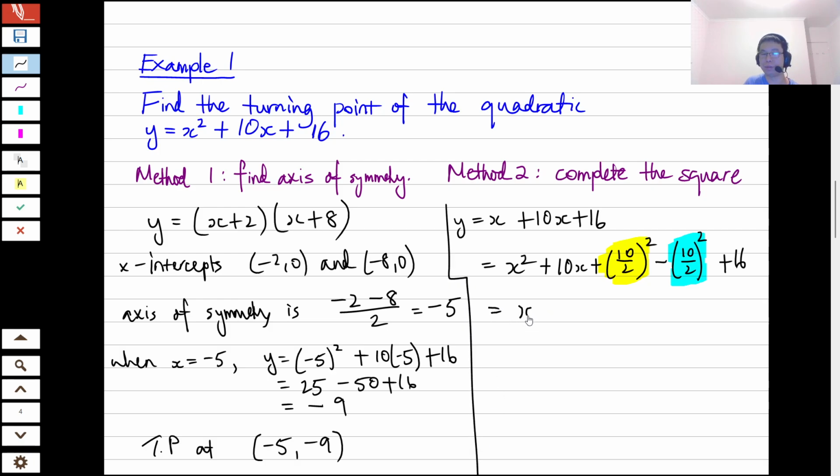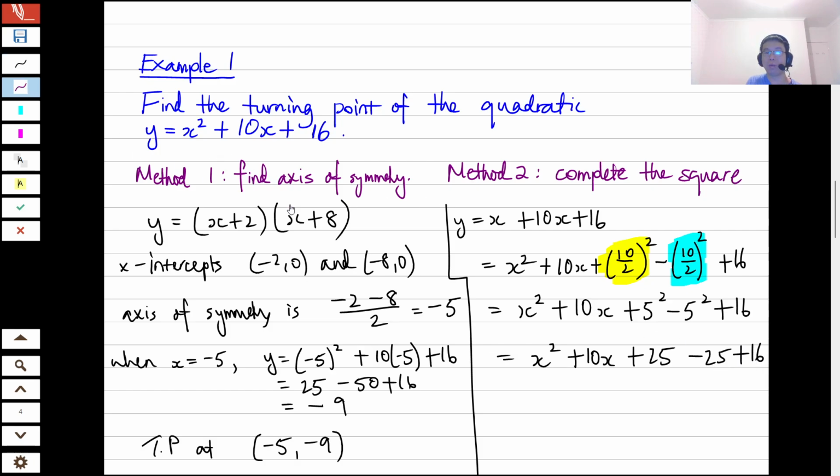So we continue. x squared plus 10x plus 5 squared minus 5 squared plus 16. x squared plus 10x plus 25 minus 25 plus 16. And what you should notice is this first part has now become a perfect square. That was why we needed to divide by 2 before squaring that term and adding and subtracting it. So this gives us x plus 5 all squared minus 9.